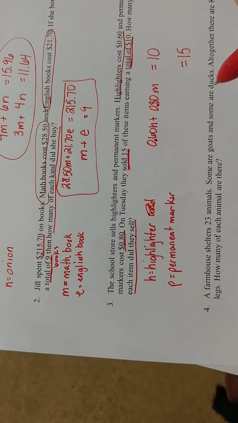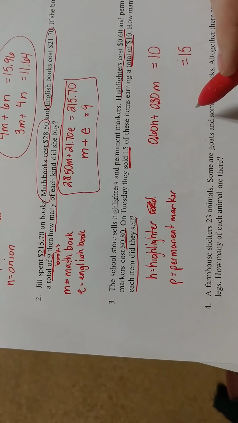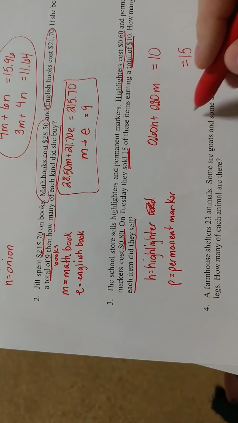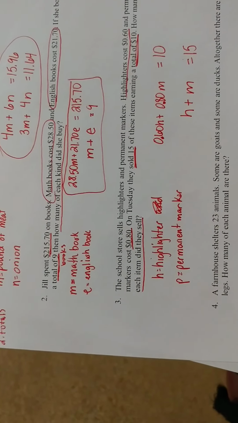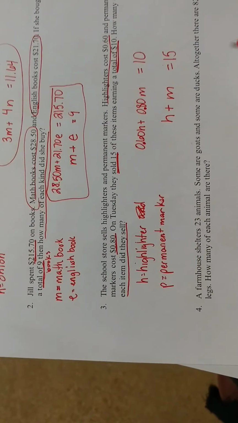Now, what about the last one? We're talking about items. What items are they selling? They're selling some highlighters and some markers. That's the equation. That's all you're looking for.